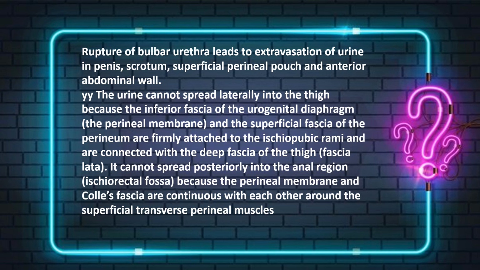Rupture of bulbar urethra leads to extravasation of urine in the penis, scrotum, superficial perineal pouch, and anterior abdominal wall. The urine cannot spread laterally into thigh because the inferior fascia of the urogenital diaphragm and the superficial fascia of perineum are firmly attached to the ischiopubic rami and are connected with deep fascia of the thigh. It cannot spread posteriorly to anal region because the perineal membrane and coalesced fascia are continuous with each other around the superficial transverse perineal muscles.